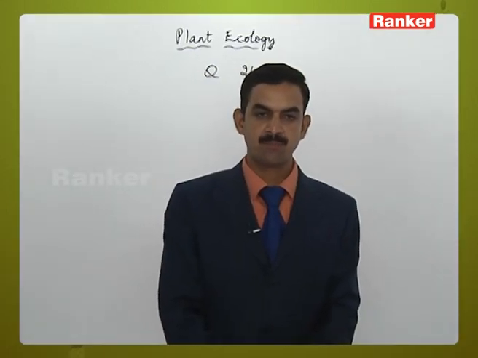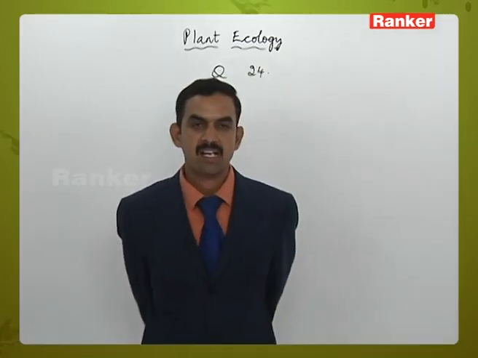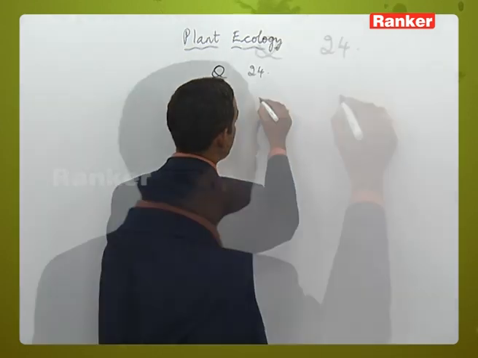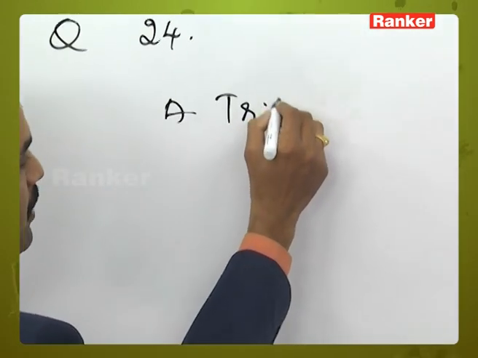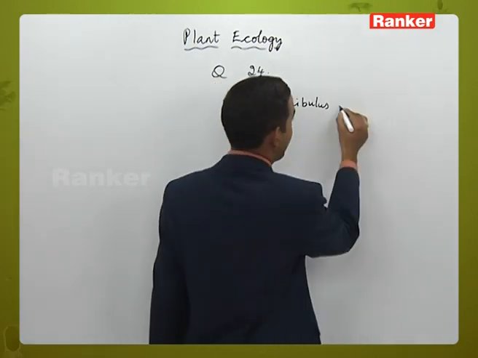Question number 24, assertion, Tribulus is a xerophyte. Reason, it stores water in the form of mucilage in its parts. First one, both A and R are true and R is the correct explanation of A. 2, both A and R are true but R is not the correct explanation of A. 3, A is true but R is false. 4, A is false but R is true. Here the question is related to the Tribulus plant. Assertion, Tribulus is a xerophytic plant. It is an ephemeral.